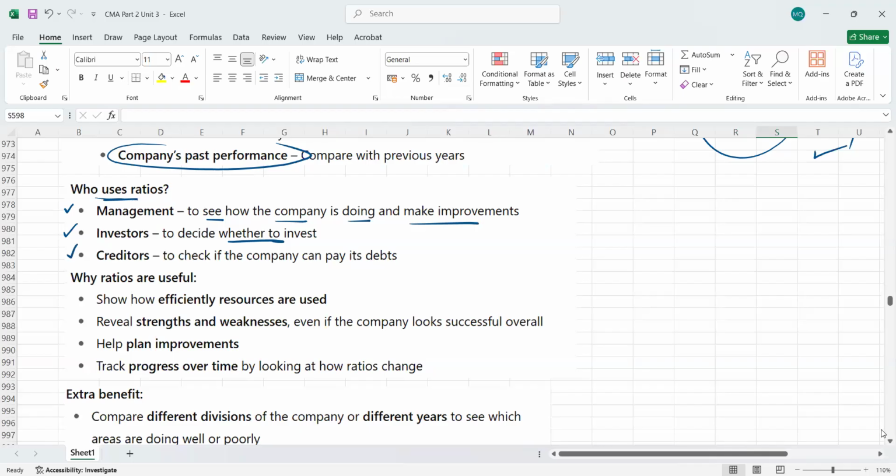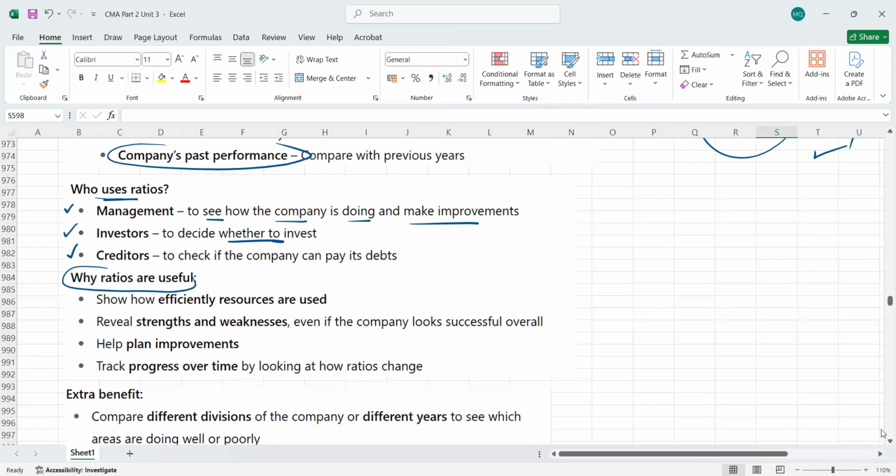For example, if a bank wants to lend money to any company, definitely first it will check whether this company would be able to repay or not. So for that, it will check ratios. Now the next question is, why are ratios useful?